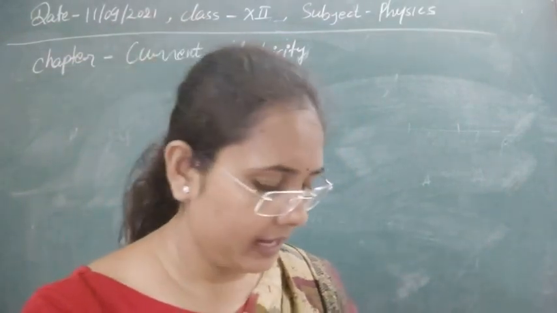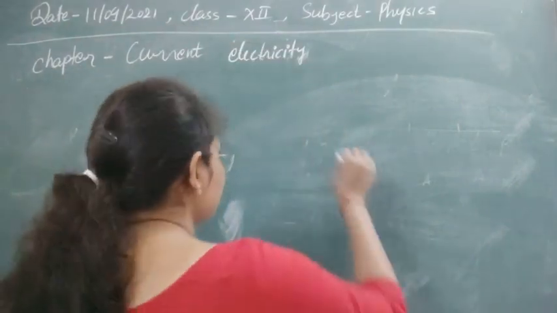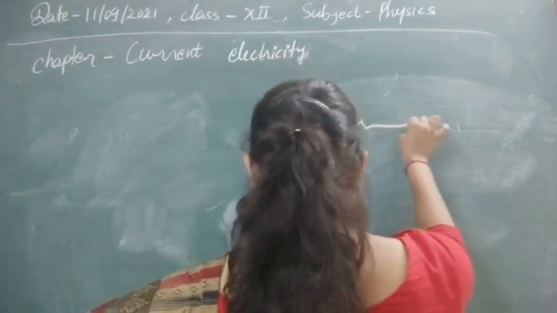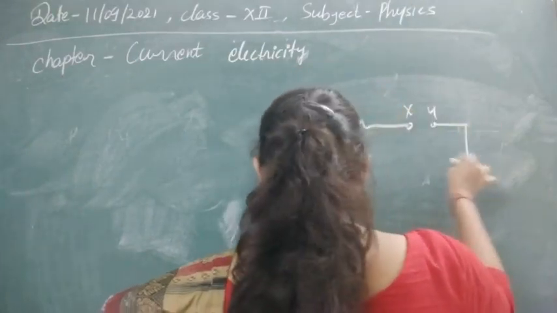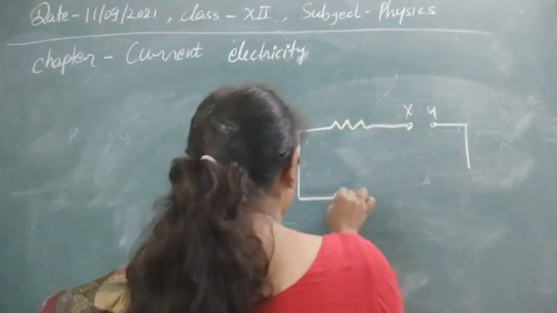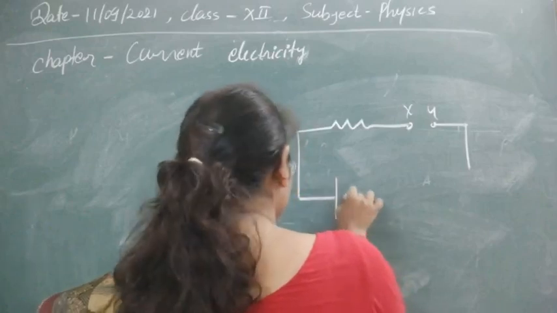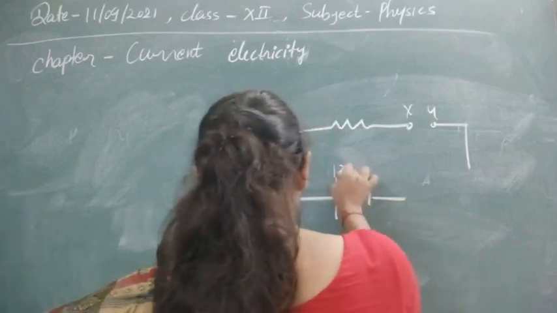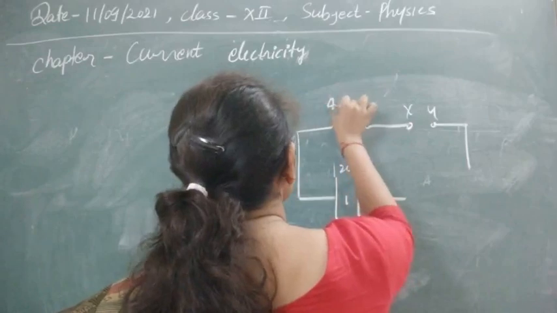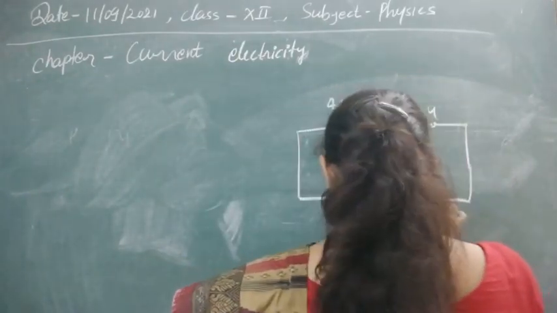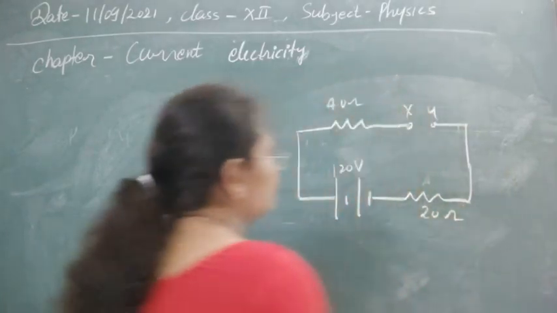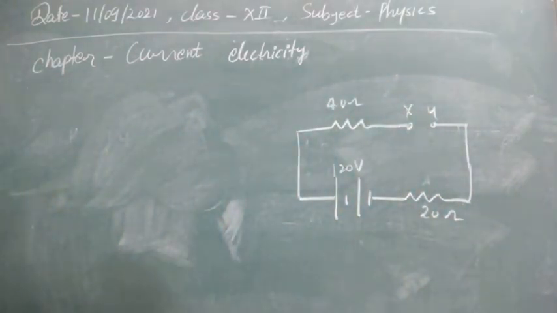So if we have the circuit, here 2 points are given, X and Y, and X and Y are connected by a battery of 120 volt. Here the resistance given is 40 ohm, and again a resistor we have used, that is 20 ohm. So this is the circuit given to us. What we have to find out is the potential difference between X and Y.